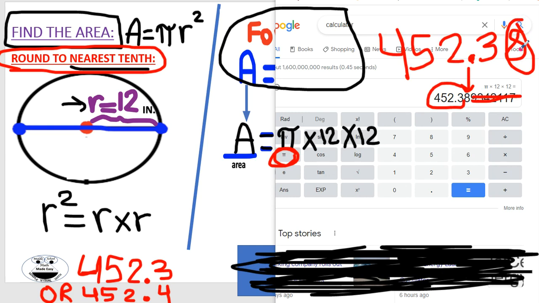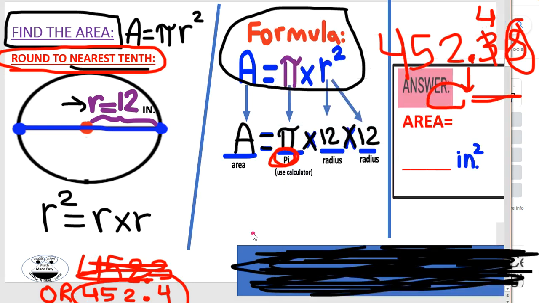And we say 5 or more. Is it 5 or more? Yes. So 5 or more, we up the score. So we change this to a 4. So our answer is going to be 452.4 square inches. So if you need a video on rounding, that is another skill that you can look up. But for now, we are going to focus on the area.